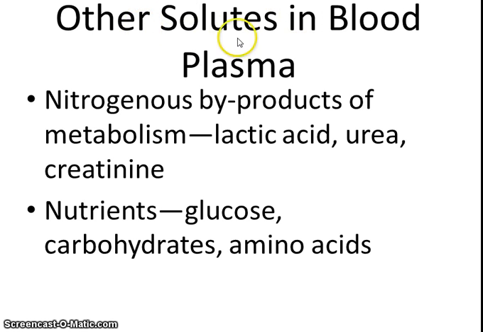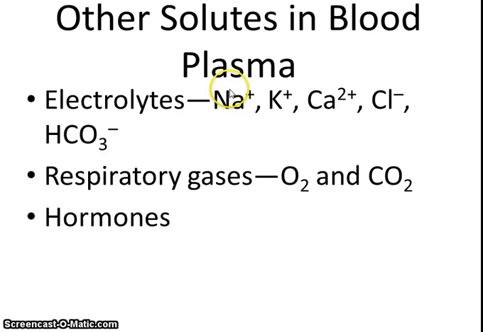Other solutes, other things dissolved: you've got byproducts of metabolism, some nitrogenous wastes like urea, creatinine; nutrients, glucose, carbohydrates, amino acids, the building blocks of proteins. We have to get those to the cells. Electrolytes or ions, charged particles like sodium and potassium. Respiratory gases: oxygen, coming into our body, going to the cells to use it. When they make energy with the oxygen, they release carbon dioxide. If that builds up in our blood, it's toxic, so we have to get it out. And then hormones.